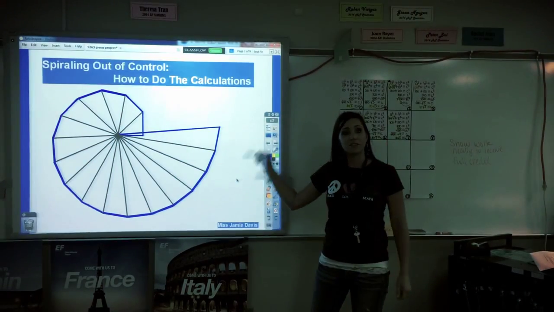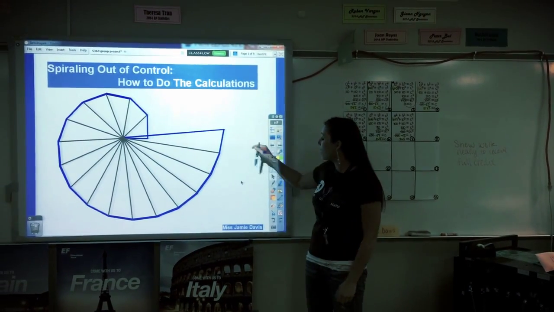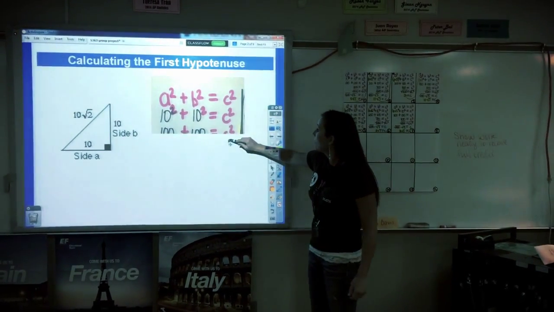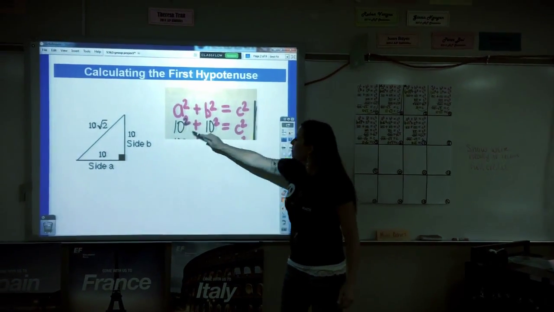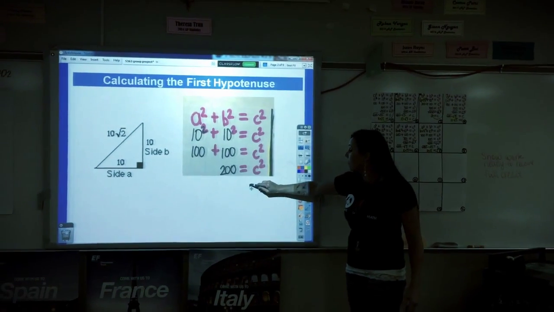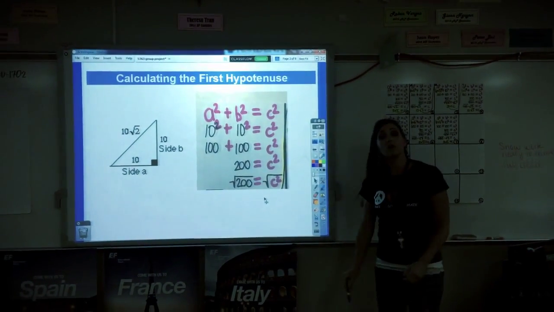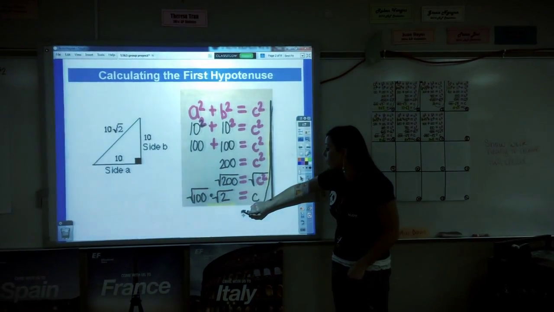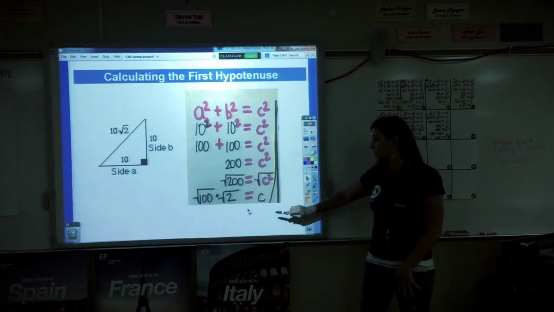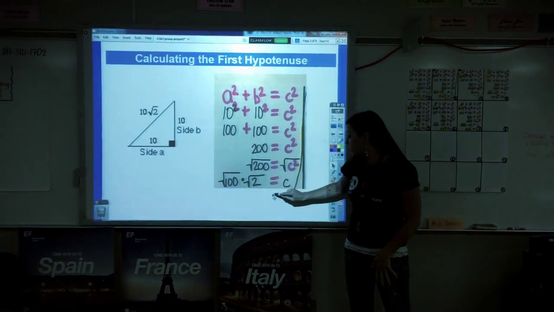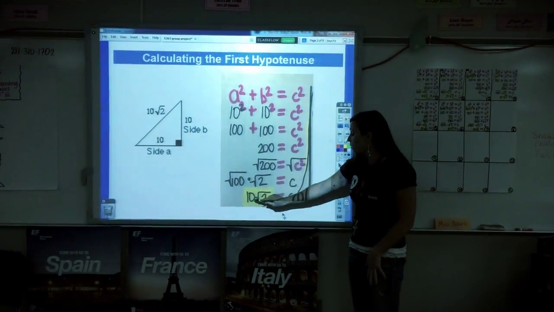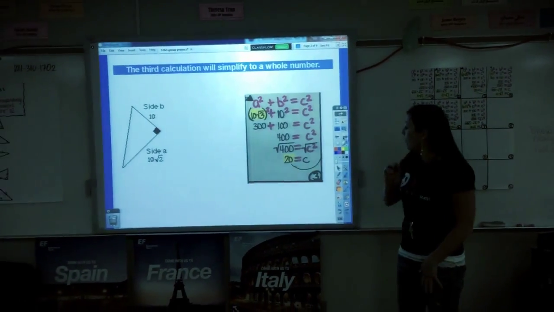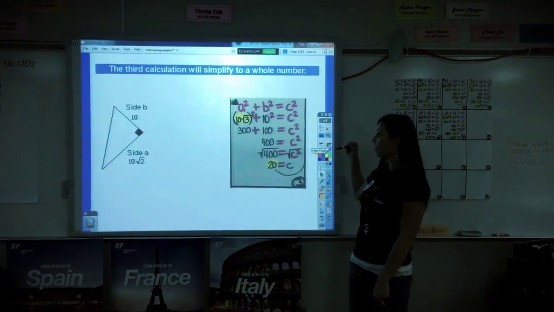Now that you have drawn all 17 triangles, it's time to calculate the hypotenuse for each. To do this, we will use the Pythagorean theorem. You'll put the two 10-centimeter legs in and work through the Pythagorean theorem. When you get to the square root of 200, don't just estimate that. You need to simplify that radical by breaking it up into the square root of 100 times the square root of 2. Square root of 100 is 10, and so we can write that as 10 square roots of 2. You'll follow that pattern through the rest of your calculations.